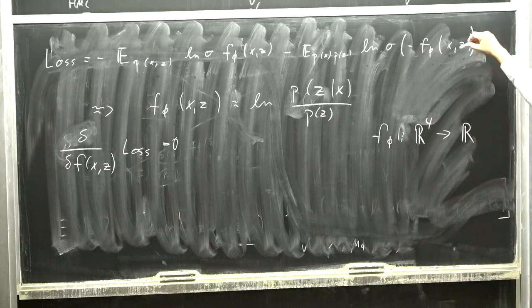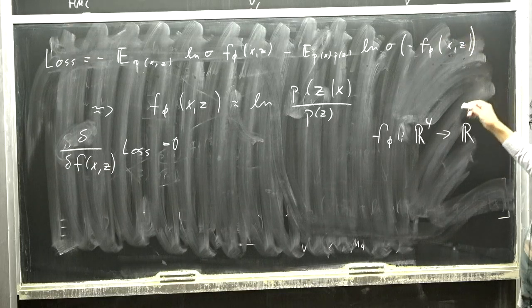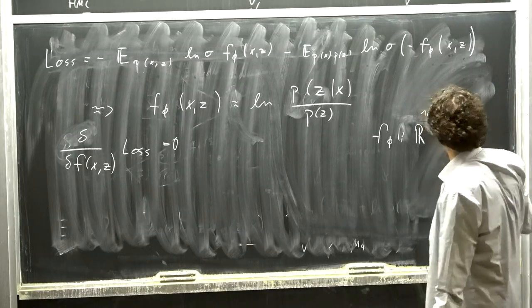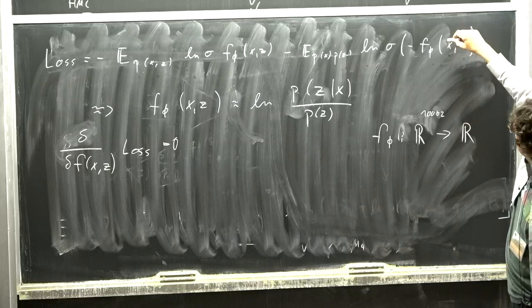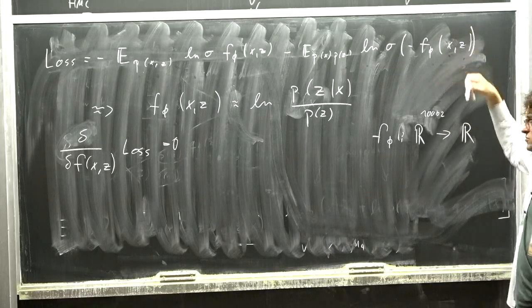It can be that the data is a 10 by 10 or 100 by 100 image, right? Then you have 10,000 pixels, and you might have two parameters. Then suddenly you have 10,002 input parameters. So then it's a network that goes from 10,002 to R. So it's this combination of x and z, of data and parameters, that is the input into the neural net.